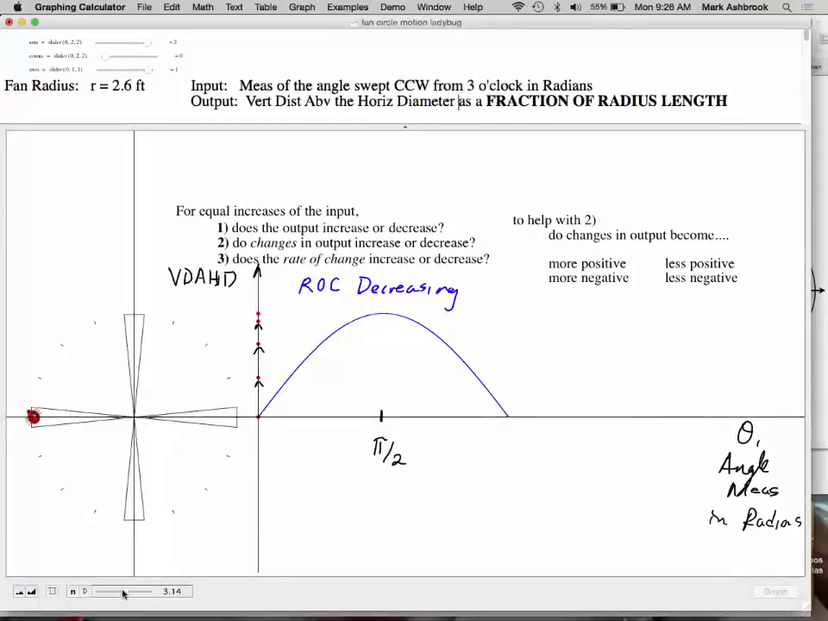So that's just a continuation of the trend of the first quadrant. The changes are getting smaller and smaller positive till they hit 0, and then they're getting bigger and bigger negative. So it's just a continuation. So the rate of change is decreasing through that whole top half of the circle. And therefore the graph is concave down for that whole top half of the circle.